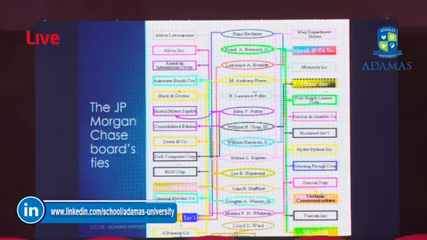So these are called interlocking boards. It creates a conflict of interest. Plus, if company managers or board members are sitting on different boards of other companies, they don't have much time to really monitor the manager. So that's one criticism. But also, even if you have a very nice board, things can still go bad.